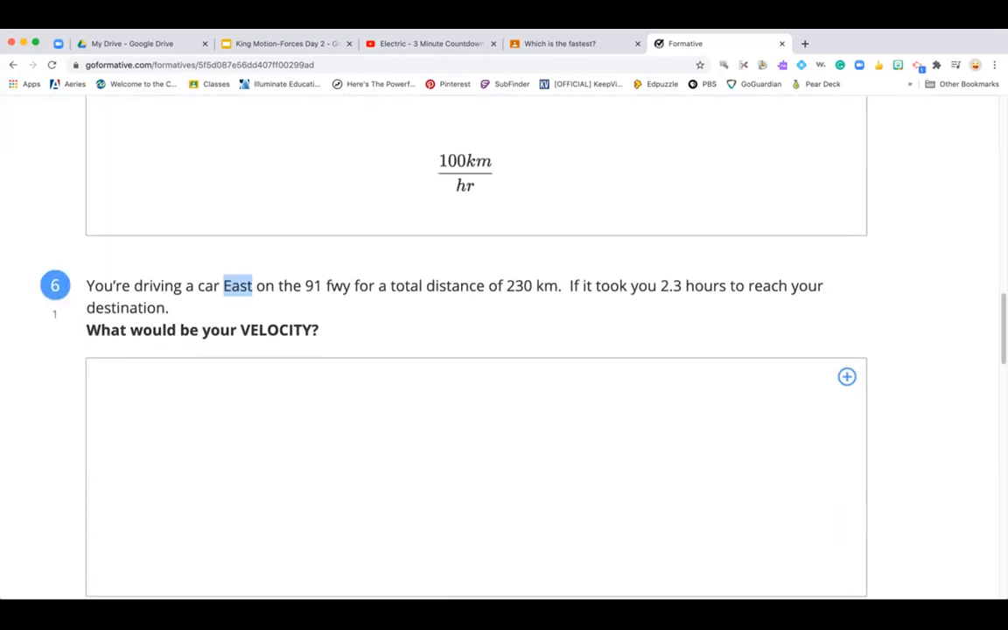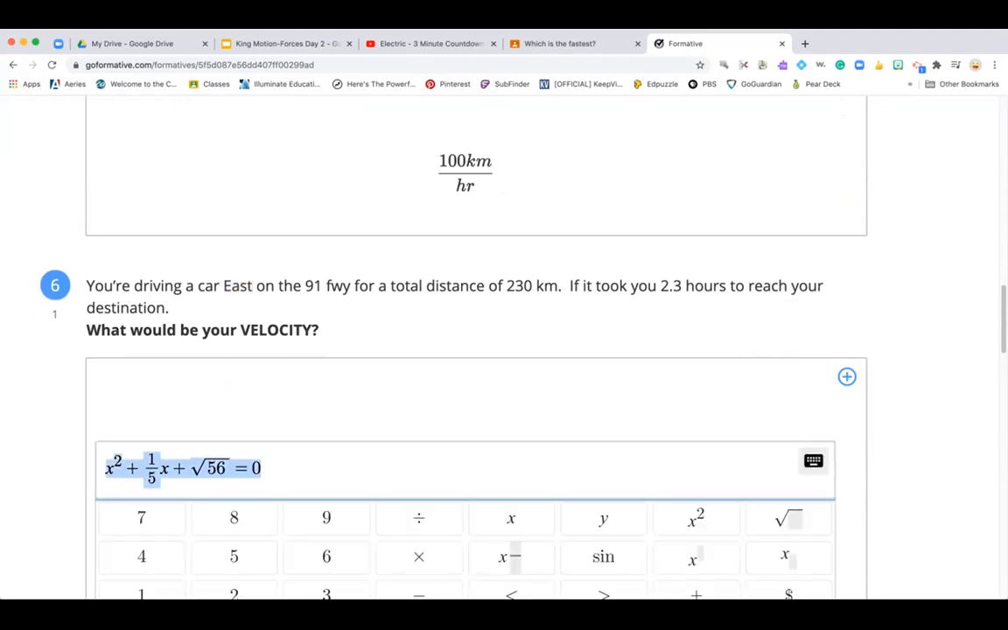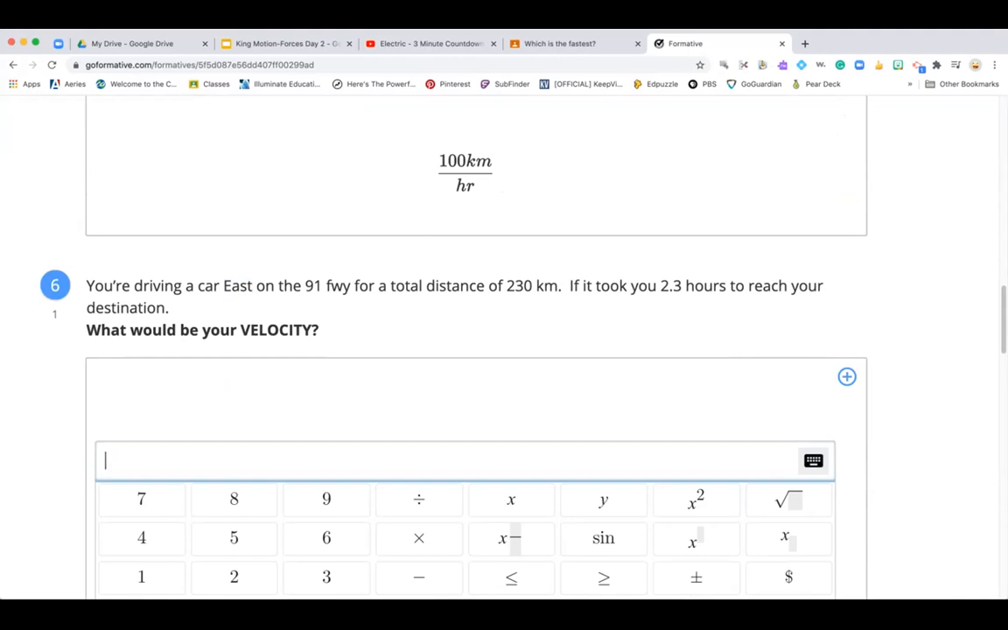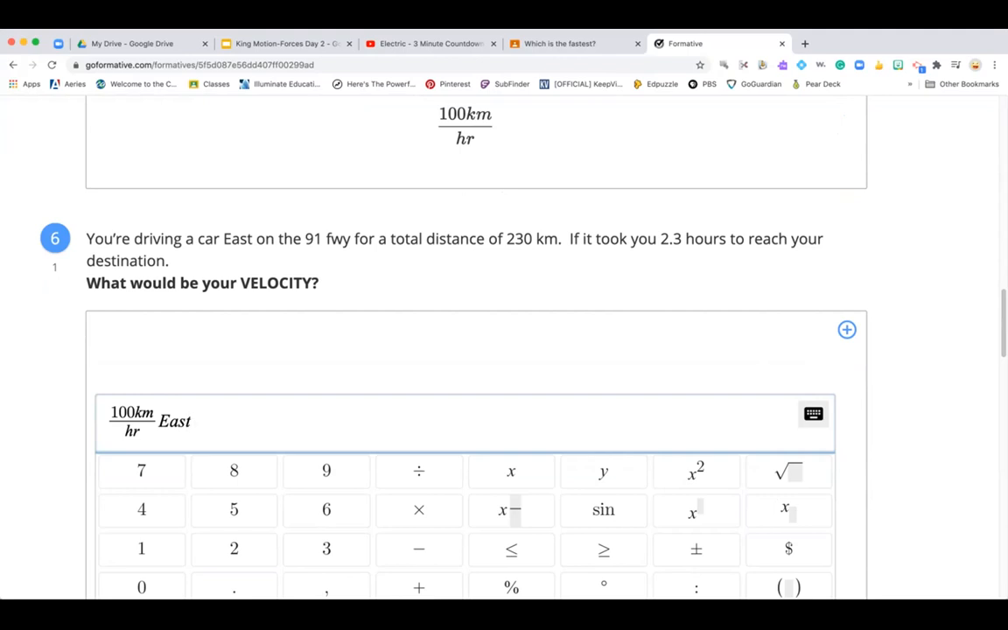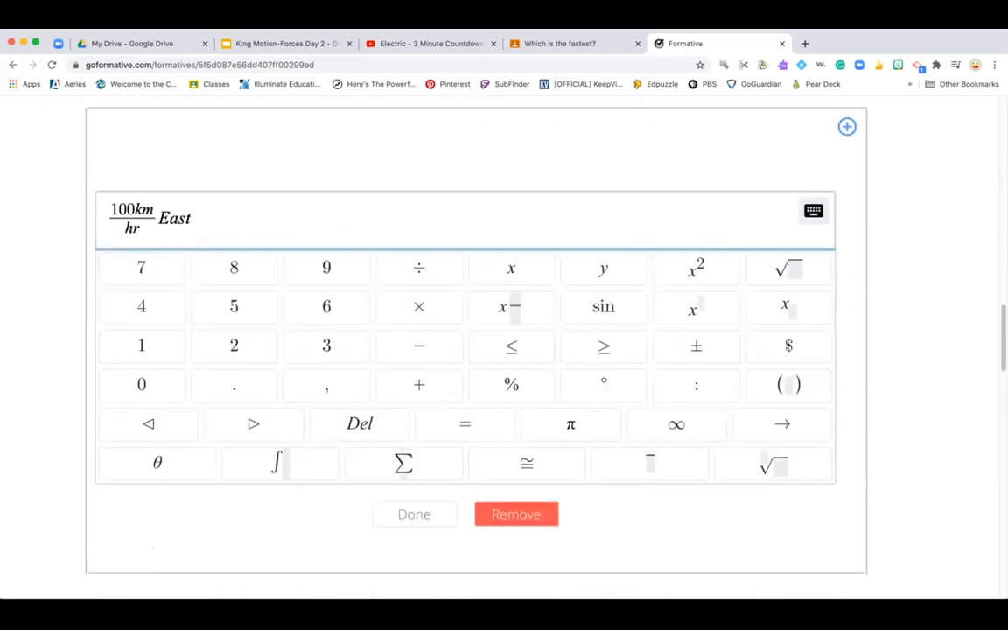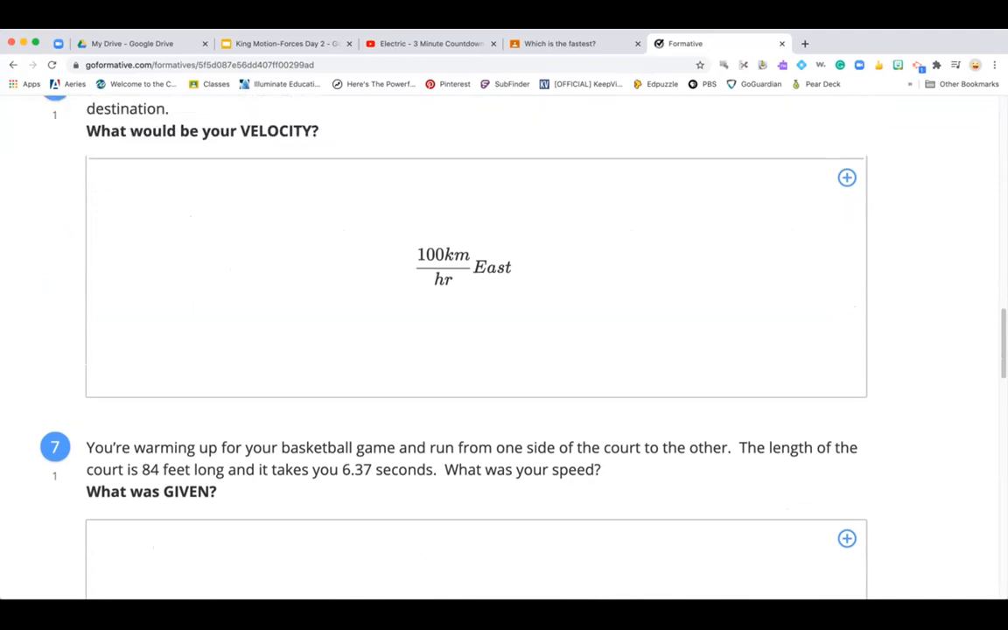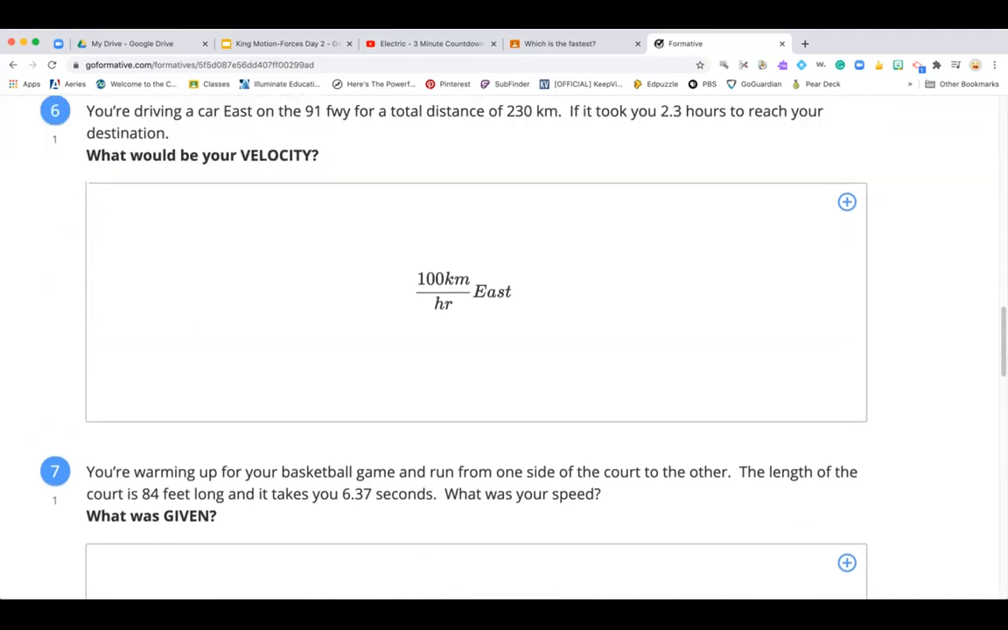So I do the math function, delete, I'm gonna write my speed again, 100 kilometers per hour. And I need to click on the outside of it. And I'm gonna go east. If you said forward, I would be okay with that. But try to use the direction that they actually gave you for this one here, okay? So it's speed and direction, not just direction.